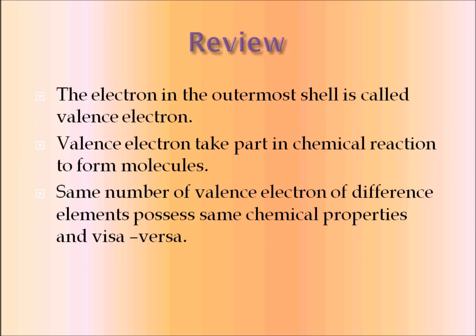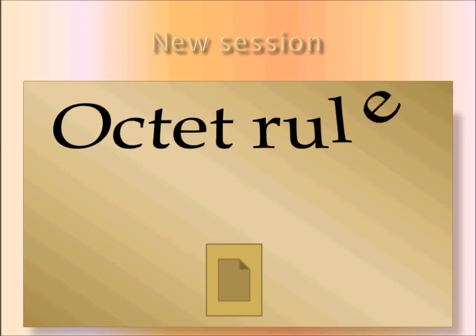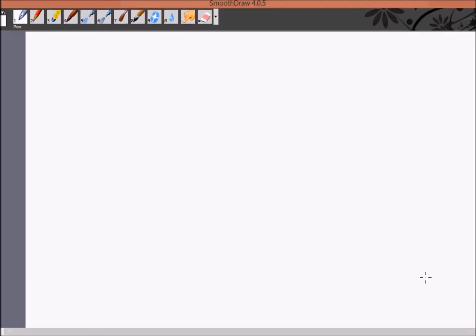But before, let me give you a quick review of the last session. The electron in the outermost shell is called valence electron. Valence electron takes part in the chemical reaction to form molecules. The same number of valence electrons of different elements possesses the same chemical properties and vice versa. So let me start the new topic, that is Octet Rule. I shall give you a quick brief about this topic, a quick understanding by a rough work.